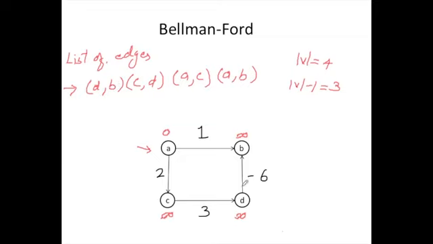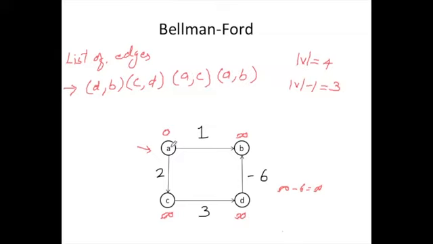D to B. D is infinity, so infinity minus 6 is infinity only. And this is already infinity, so there is no change. Then C to D. Infinity plus 3 is infinity only, and this is not less than infinity, so this is infinity only.